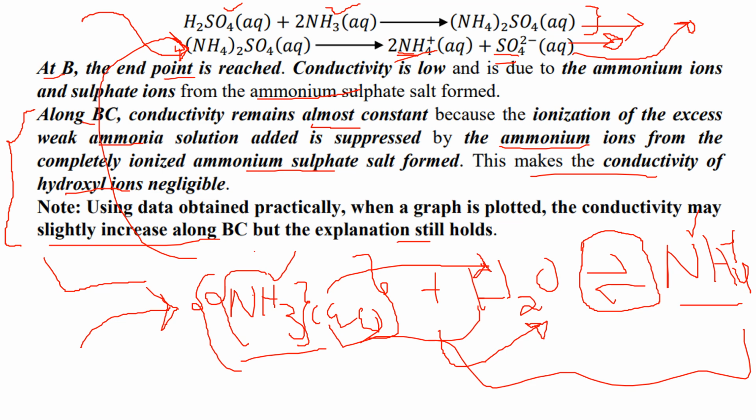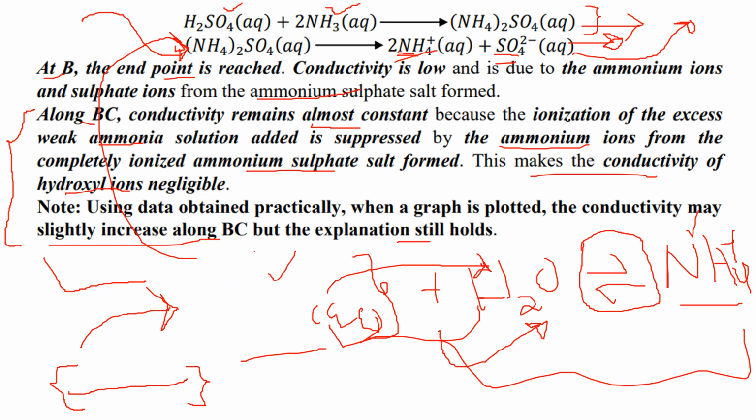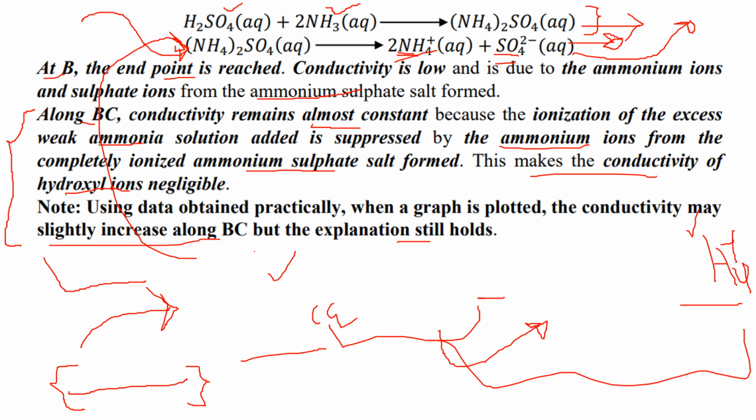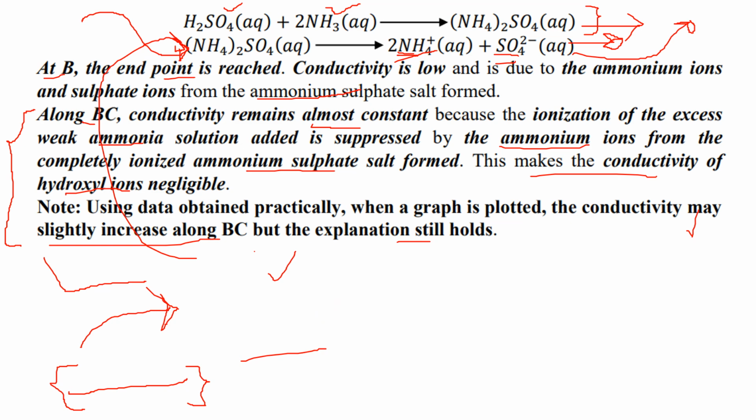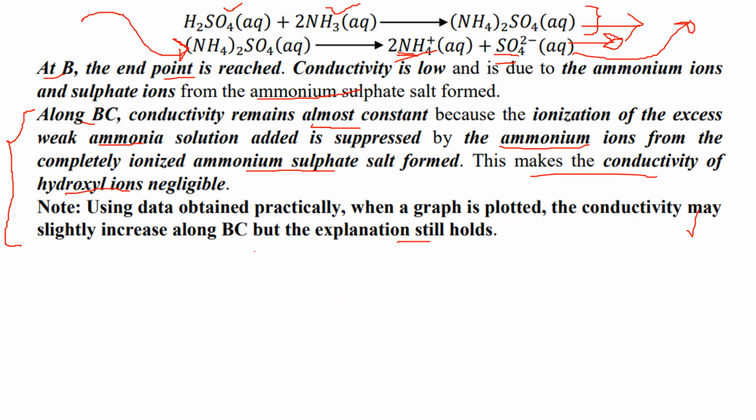In case you are given tabulated results, your graph BC after the endpoint may go slightly like this, but you must keep your explanation the same, because that will require an explanation of how buffer solutions act. Because when you add more excess weak base and you already have a salt made from a strong acid, you are going to have a buffer solution. And I hope you master that topic very well under my ionic chemistry videos.